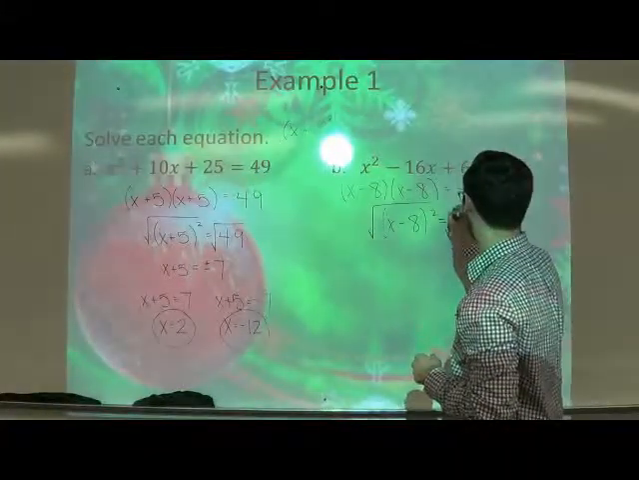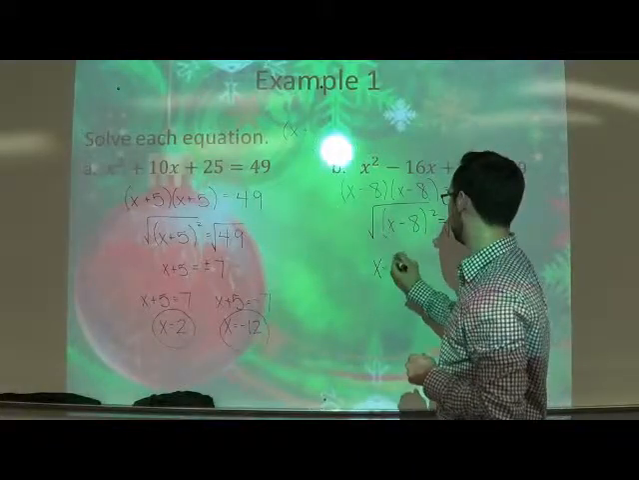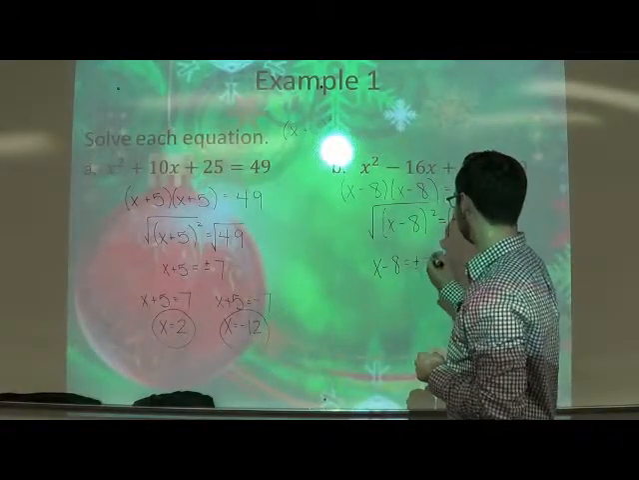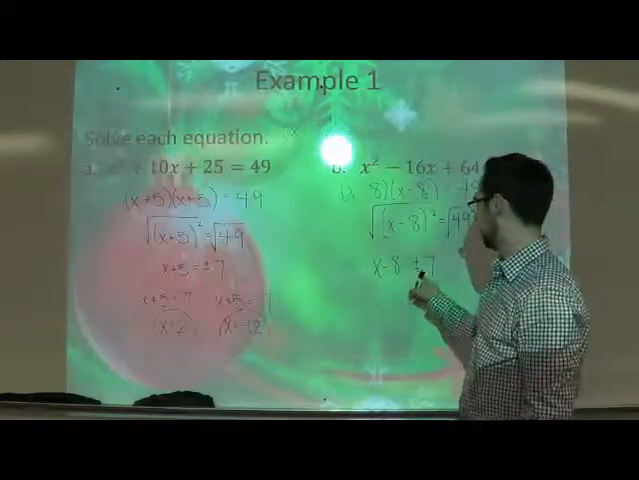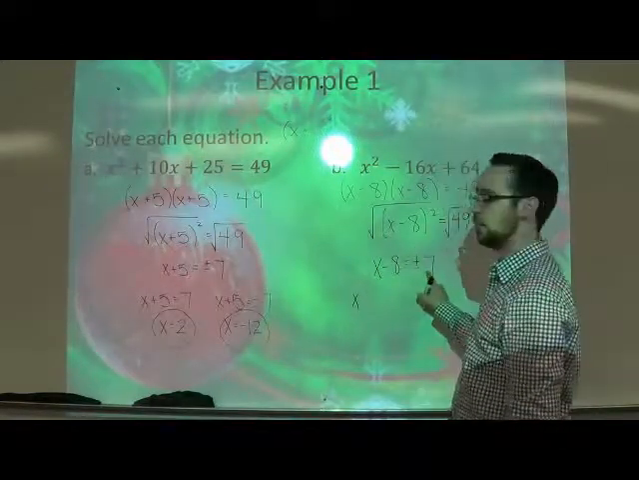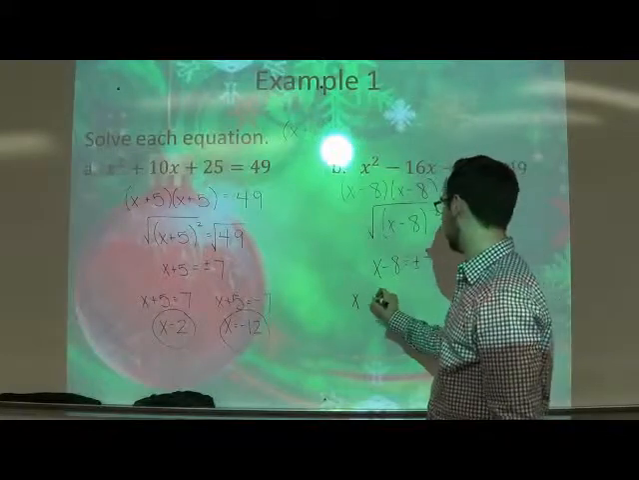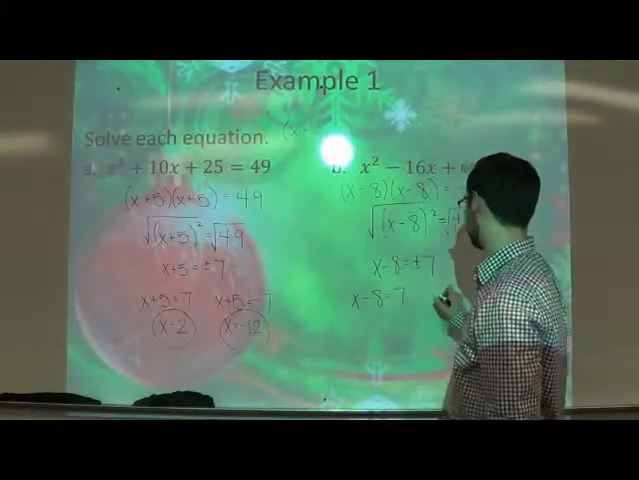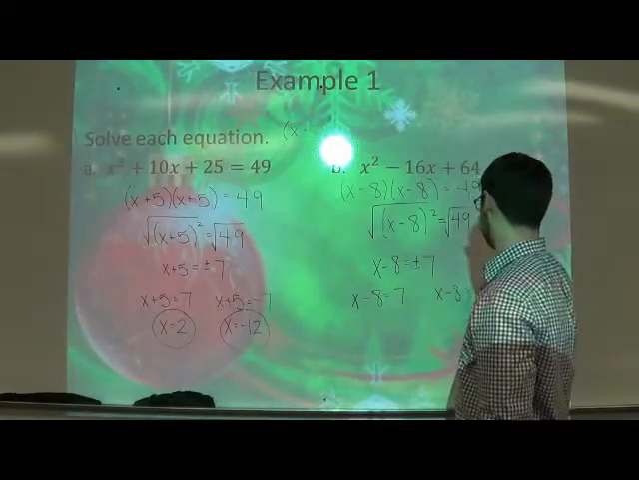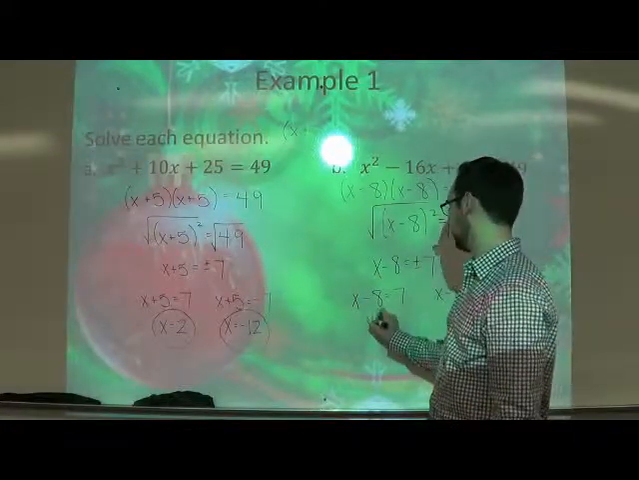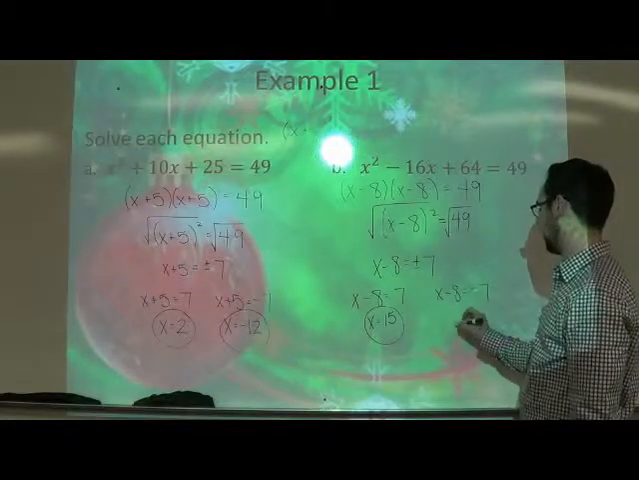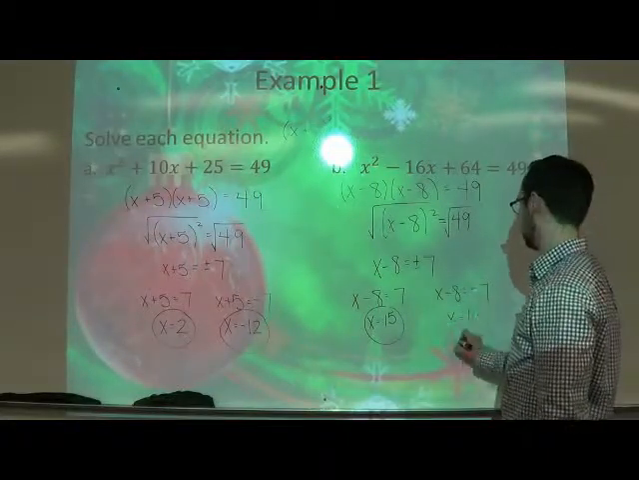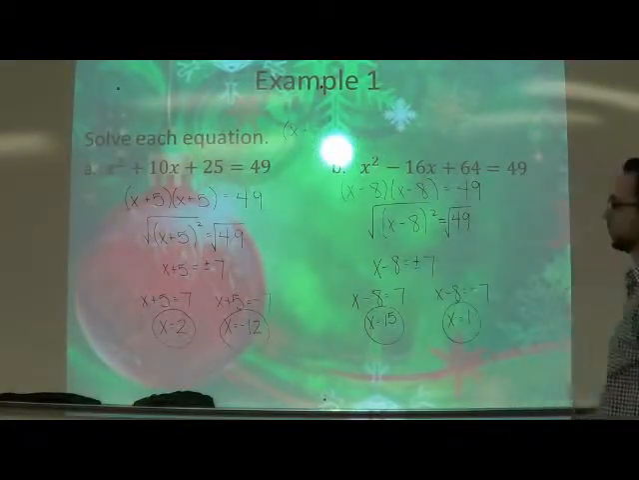So square root, x minus 8 equals plus or minus 7. Because I have two different numbers over here, now I can split it. X minus 8 is equal to 7, and x minus 8 is equal to negative 7. So when I add 8, I get x is equal to 15. When I add 8, I get x is equal to 1. And those are my two solutions.